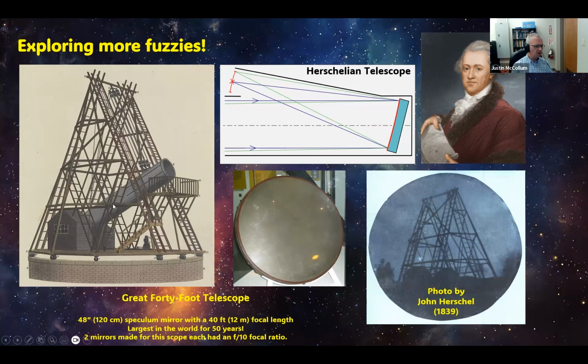The length was 40 feet. The mirror was about 48 inches in diameter. And this was the largest telescope in the world for 50 years. For 50 years, it was the premier telescope.